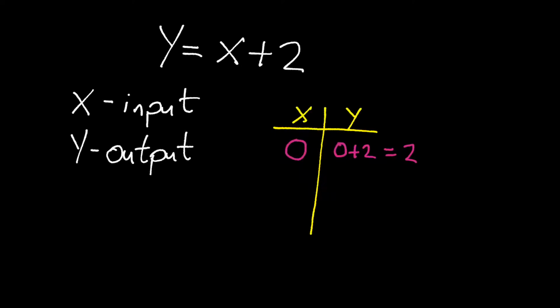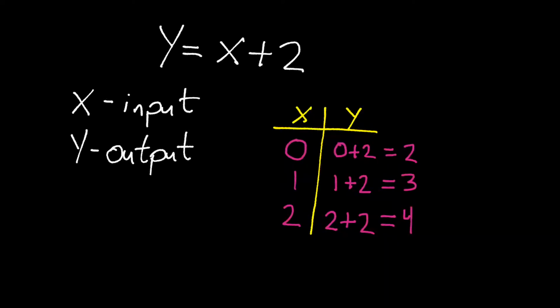If I put in 1 for x, the rule says whatever I put in for x, I have to add 2. So that's going to give me 1 plus 2, which is 3. And continuing on, if I have, let's just say 2 for x, I put it into the function, which says whatever you have as your x, you have to add 2 to. So I have 2 plus 2, which is 4. And this is your function.